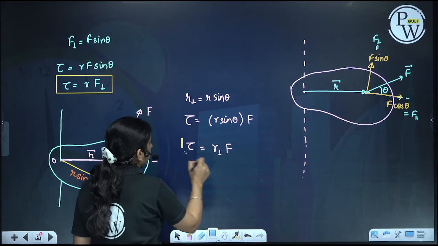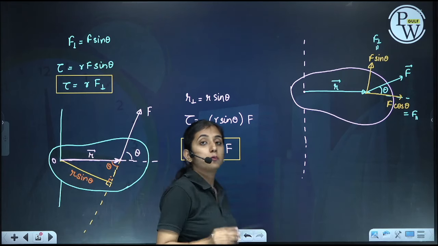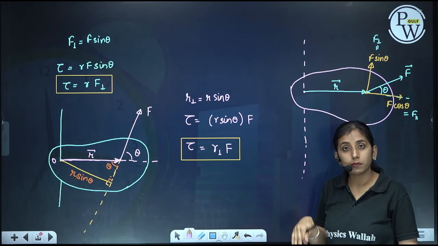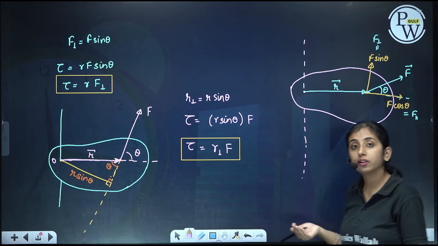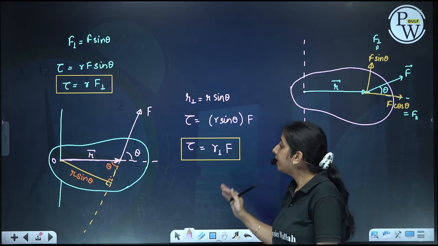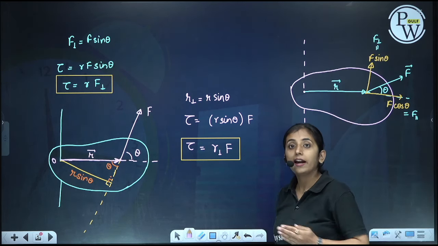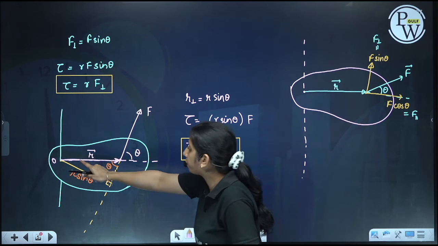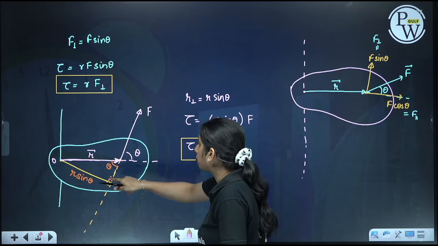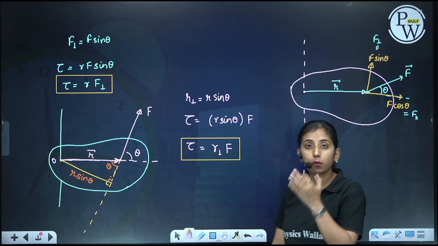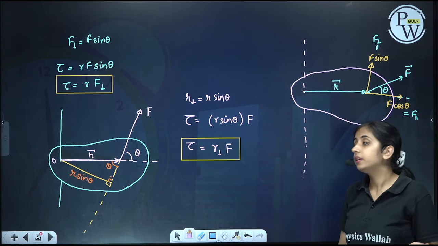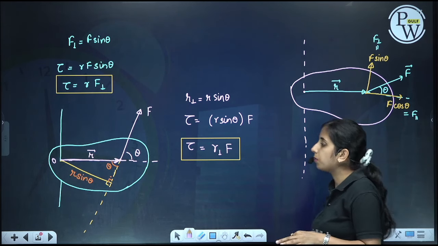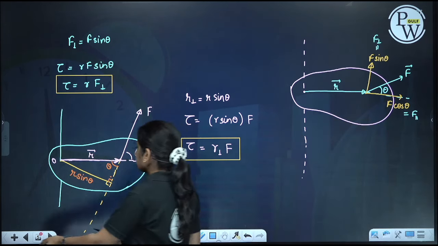So there are two ways to calculate the torque. First way is to resolve F and find F perpendicular, the component perpendicular to R. The next way is to draw the line of action of force, and draw a perpendicular from the axis of rotation on the line of action of force. That is called R perpendicular. So torque will be simply R perpendicular into F.